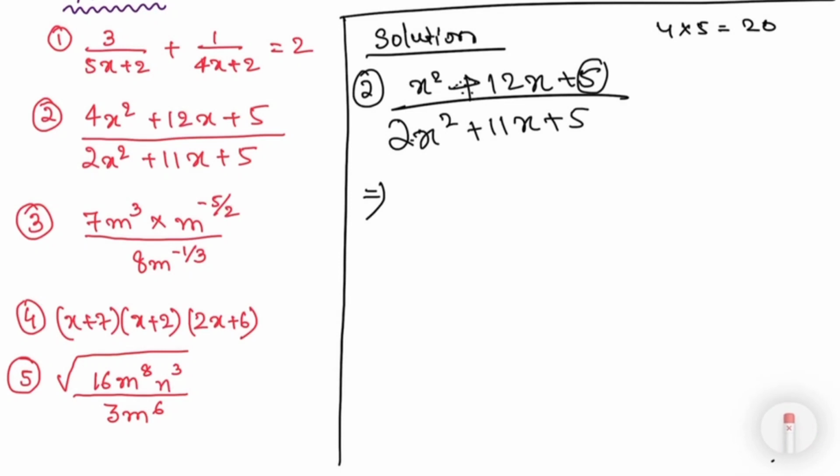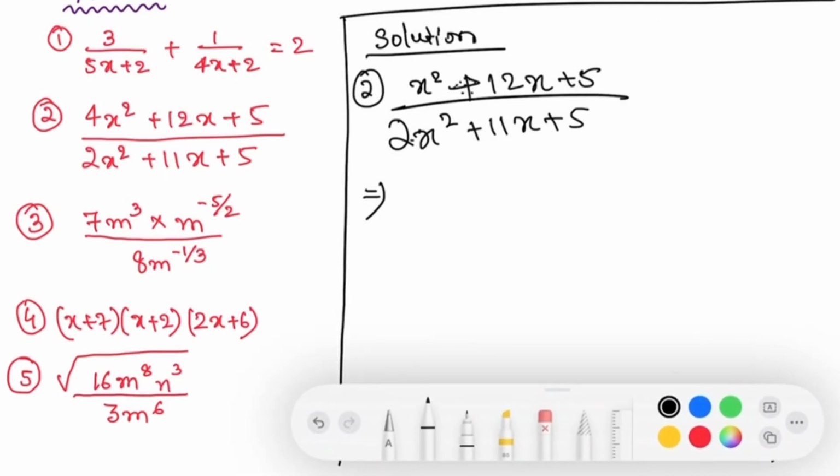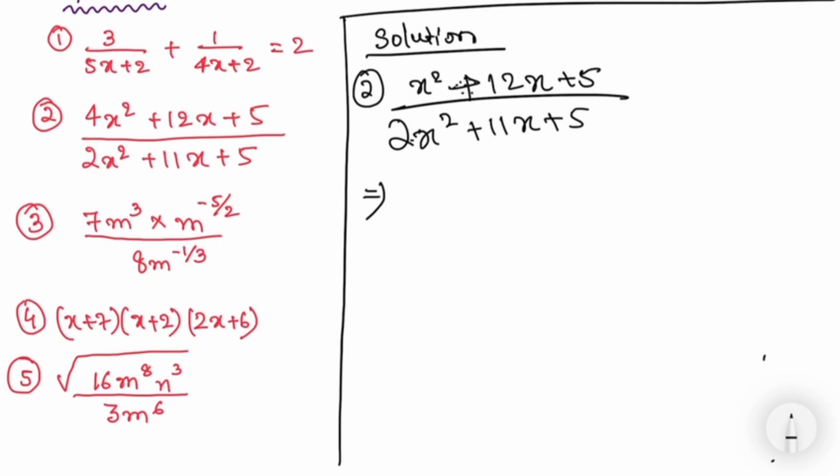So 4x square plus 12x plus 5. Don't focus on the denominator, just forget about the denominator. We only have 4x square plus 12x plus 5.